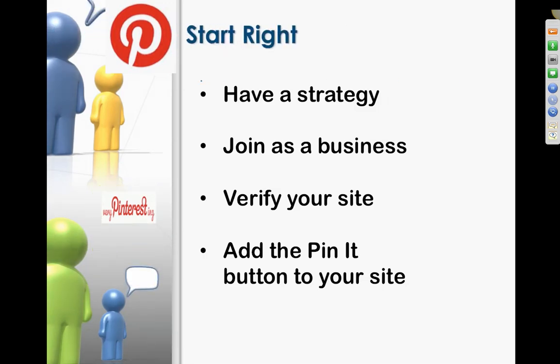So let's get into getting started. First of all, have that strategy, have it documented, and again, it should be based on your objectives, your target markets, your products and services. Now, when you join, don't join as an individual, join as a business. Set up your account. We'll talk a little bit more about the setup, but one of the things that you definitely want to do is verify your site, so that it can be found in the search results. And when you get started, not only do you have to set it up in Pinterest, but you need to start to encourage people to pin the pictures and the videos that you've got on your site, by using the Pin It button. We'll talk a little bit more about that as we go along.